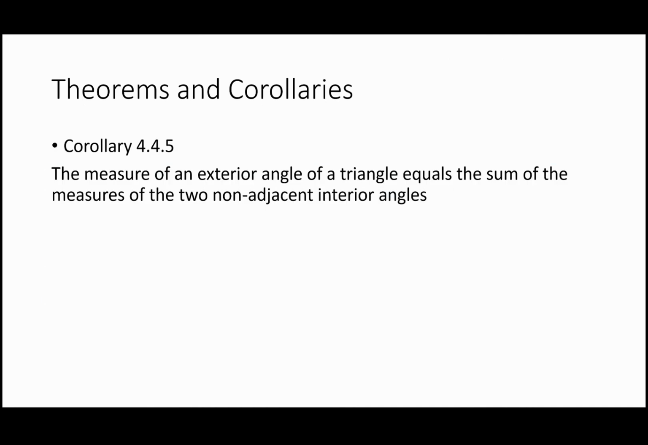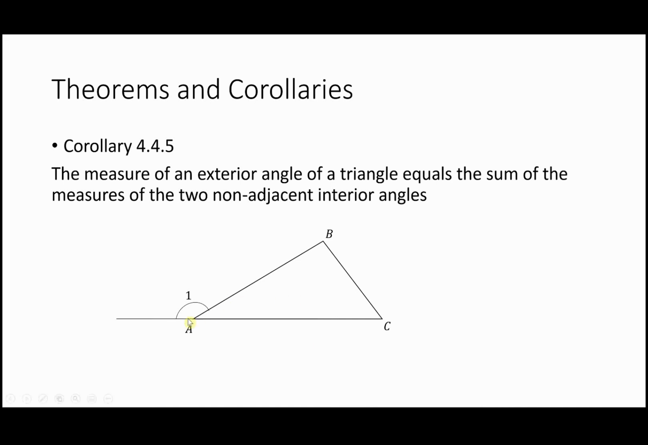Let's present one last corollary. And again, we're not going to do a formal proof of this one, but I'll give you a line of reasoning. And the corollary states the measure of an exterior angle of a triangle equals the sum of the measures of the two non-adjacent interior angles. Whew, a lot of words there, kind of a word salad. So let's go ahead and refer to a specific example figure to try and reason this all the way out.